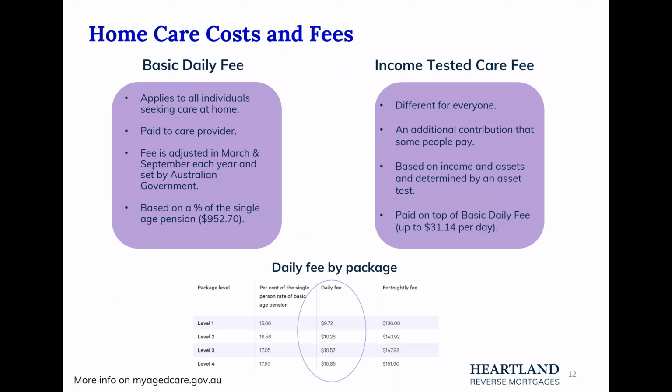So home care costs and fees are quite similar to residential aged care. There's a basic daily fee that once again applies to all the individuals seeking care at home. That's paid directly to the care provider, and it is adjusted in March and September each year, which is set by the Australian government, as it is based on a percentage of the single age pension. Once again, you can see the daily fee by package down below there as well.